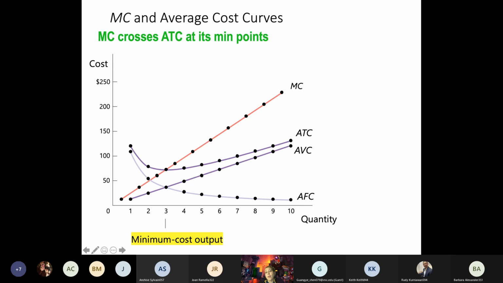So that's kind of a good way to check yourself. And we can also find the level of output that minimizes the cost of production. In this case, it's 3 cases per unit total cost of production. That's what we care about.